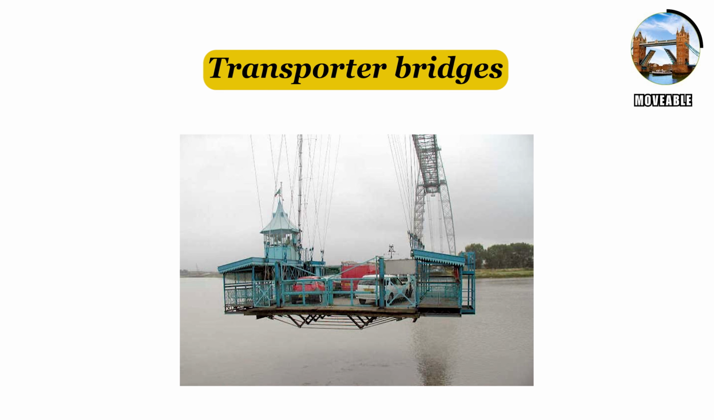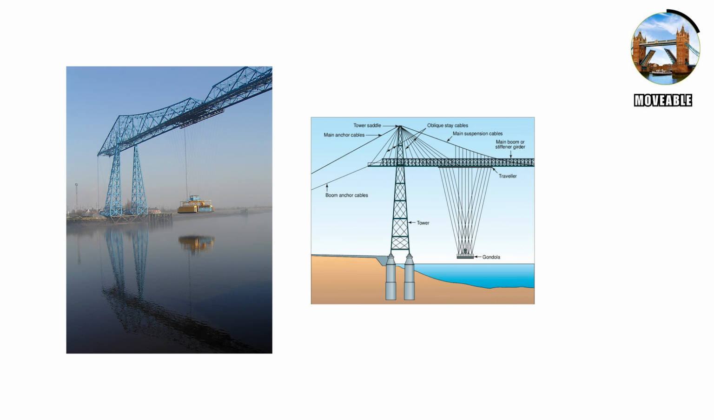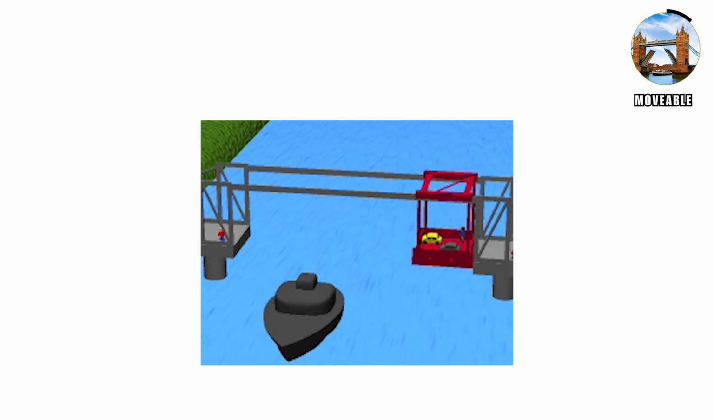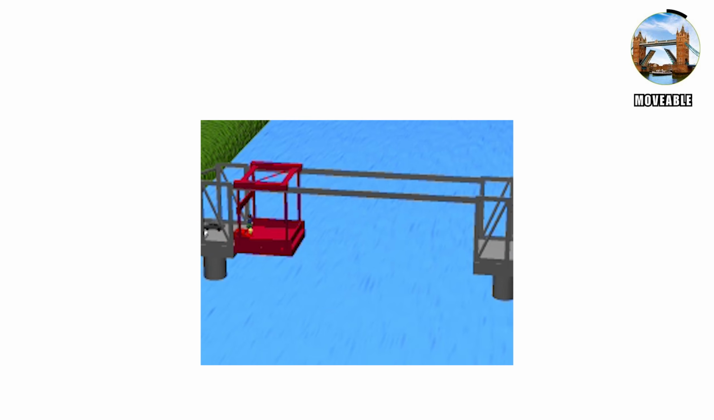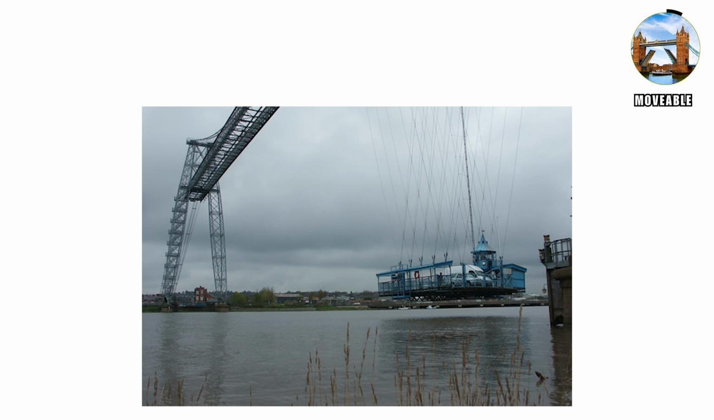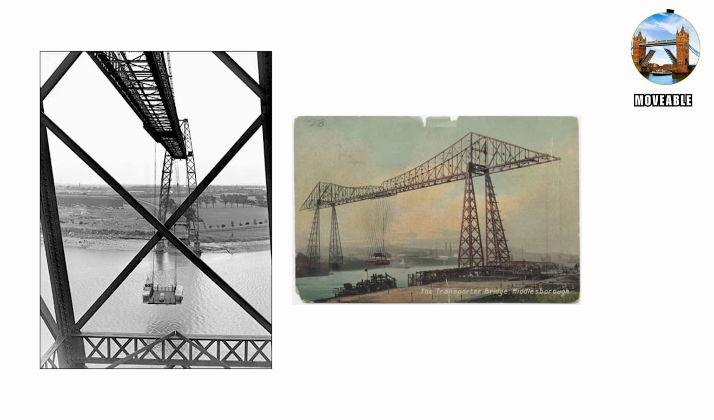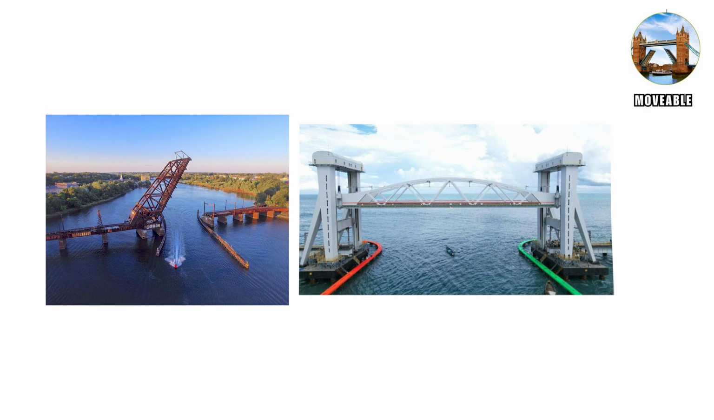Transporter bridges are particularly unusual. They have a small length of deck shuttled back and forth across a river on overhead cables, designed for locations where long approach ramps or traditional high-level bridges are impractical. These specialized structures can only carry limited loads and were popular in early 20th century Europe, but saw declining use following automobile proliferation. Every movable bridge is unique and customized for specific locations, so there are some truly interesting structures if you keep an eye out.